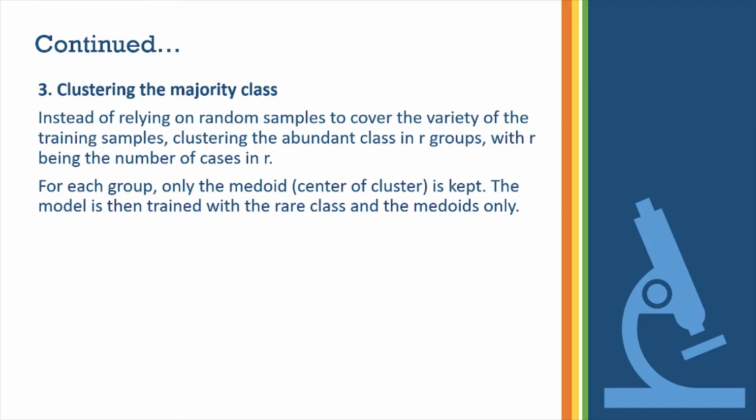Instead of relying on random samples to cover the variety of training samples, clustering the abundant class in R groups, with R being the number of cases in the rare class, is effective. For each group, only the medoid, the center of the cluster, is kept. The model is then trained with the rare class and the medoids only.